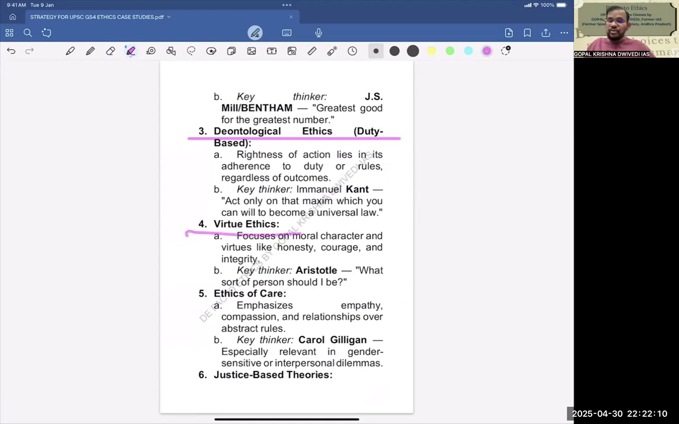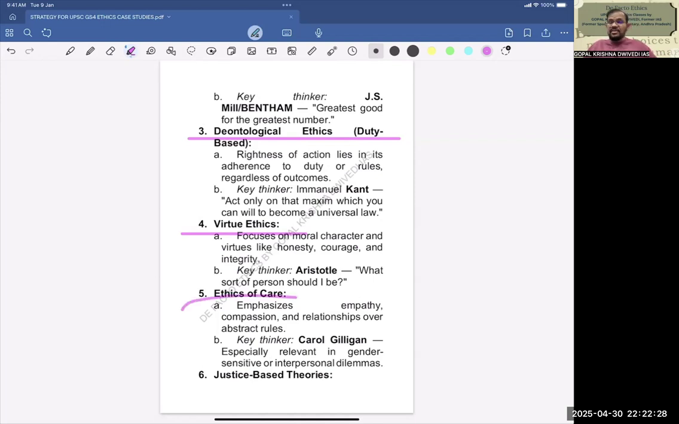Now, fourth is virtue ethics. The earliest proponent of virtue ethics was Aristotle. What sort of person you should be, that is the main thinking here. So it focuses on moral character and virtues like honesty, courage, and integrity, etc. So this is virtue ethics.